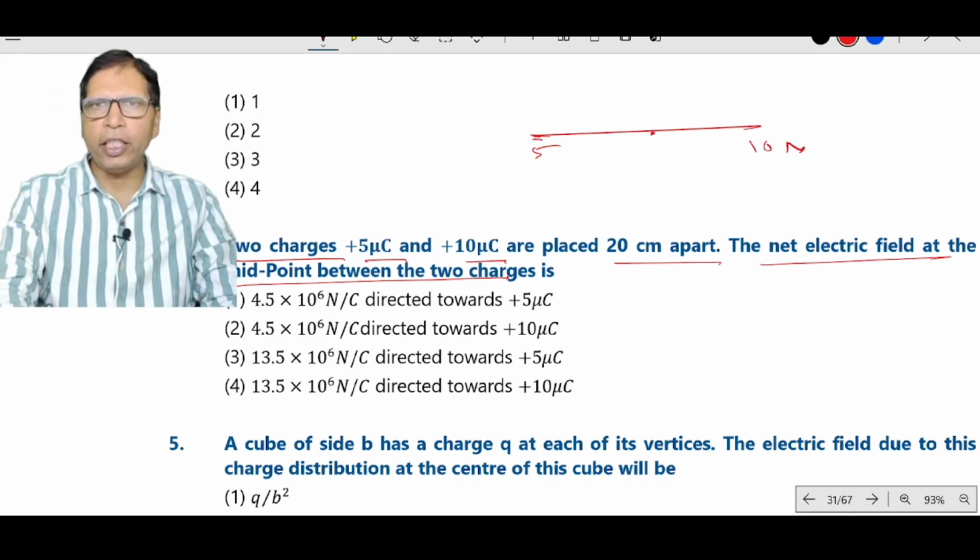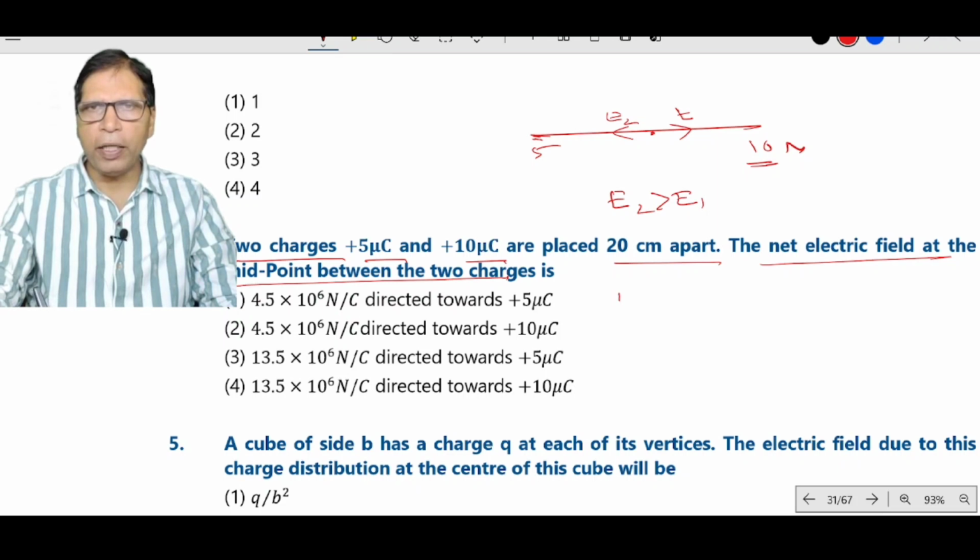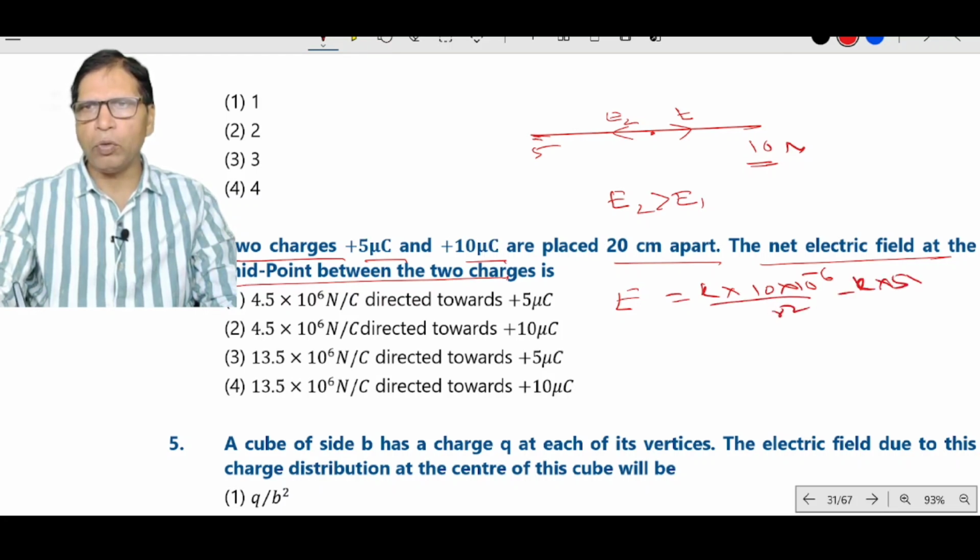Look at this, electric field due to this charge is directed along this direction and electric field due to this charge is directed along this direction. If this is E1 and this is E2, look at this here, E2 is greater than E1. Therefore, net electric field E equals K into 10 into 10 to the power minus 6 by R square minus K into 5 into 10 to the power minus 6 by R square.